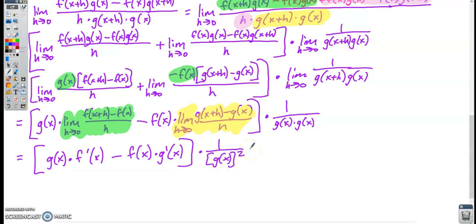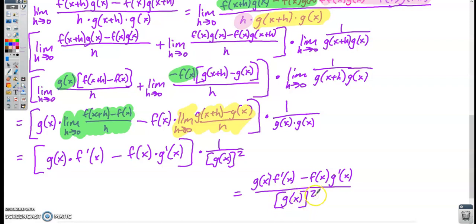There. And now I'm just going to combine that into a single expression where I take what's inside of my brackets and put it in the numerator of a fraction where the denominator is the quantity g of x quantity squared. And bada boom, bada bing, there is our quotient rule. This is the derivative of f of x over g of x.